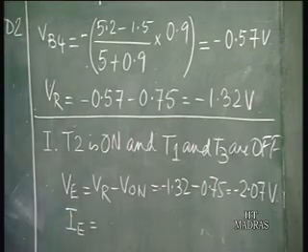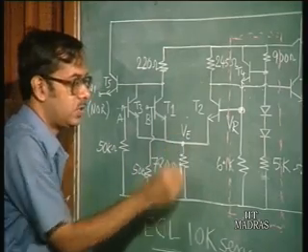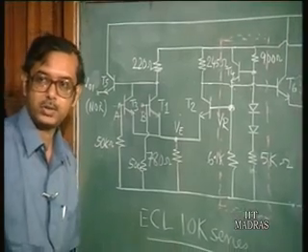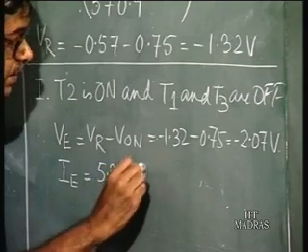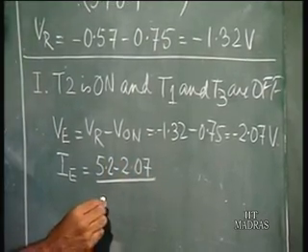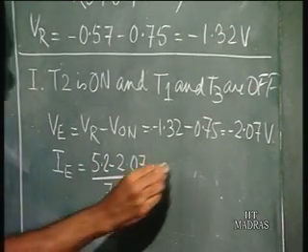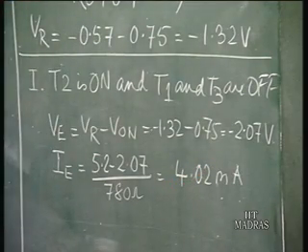IE, that is the total emitter current, is the difference between these two voltages divided by R. The power supply voltage is 5.2 volts. So, you have 5.2 minus 2.07 divided by 780 ohms, and it works out to 4.02 milliamperes according to my calculations, almost 4 milliamperes. So this is the emitter current which flows here.